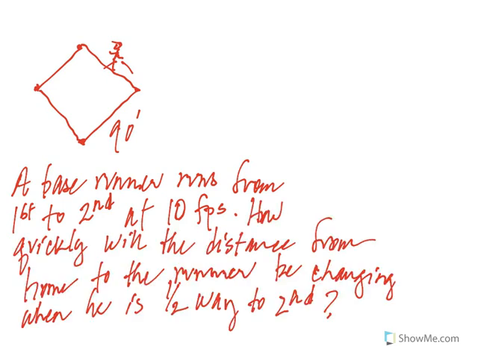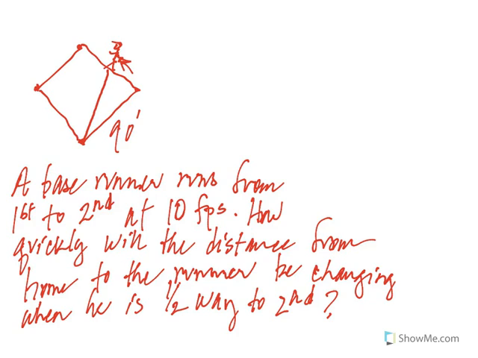The question is this: how quickly will the distance from home plate to the runner be changing when he is halfway to second base? All right, so again, you've got a guy running from first to second base. I'm looking for how quickly the distance from the runner to home plate, that's this distance right here, is changing when he is 45 feet from second base.